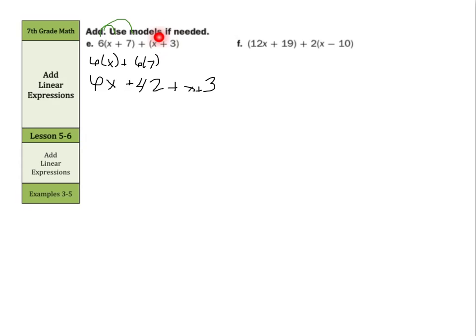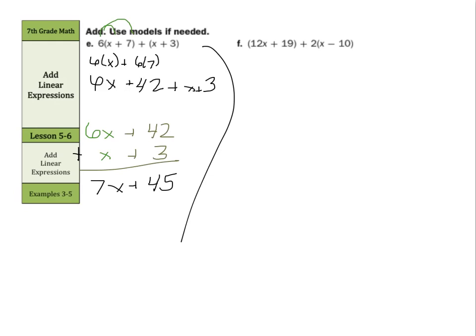And now if we write this in our columns, we would have 6x plus 42, and then plus x plus 3. And so 42 plus 3 is a positive 45, and 6x plus 1x is 7x. So we have a simplified answer of 7x plus 45.